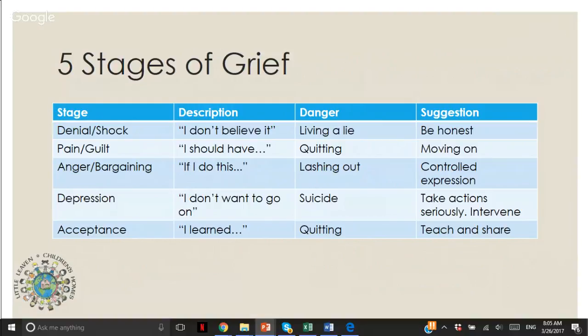The suggestion is to continue to be honest with this person. They may deny that it happened. They may deny its truth. If they ask you though, you just tell them, well, listen, it's on videotape. You can see that the police officer dropped a gun next to the dead person. You can't deny it. And eventually you've got to come to the truth.